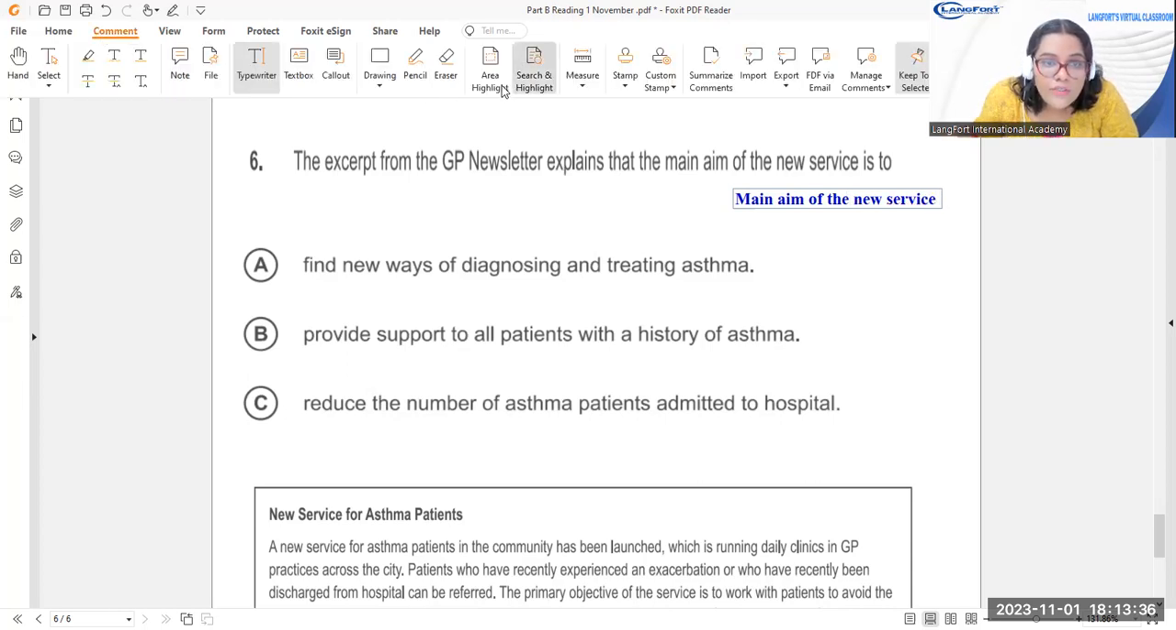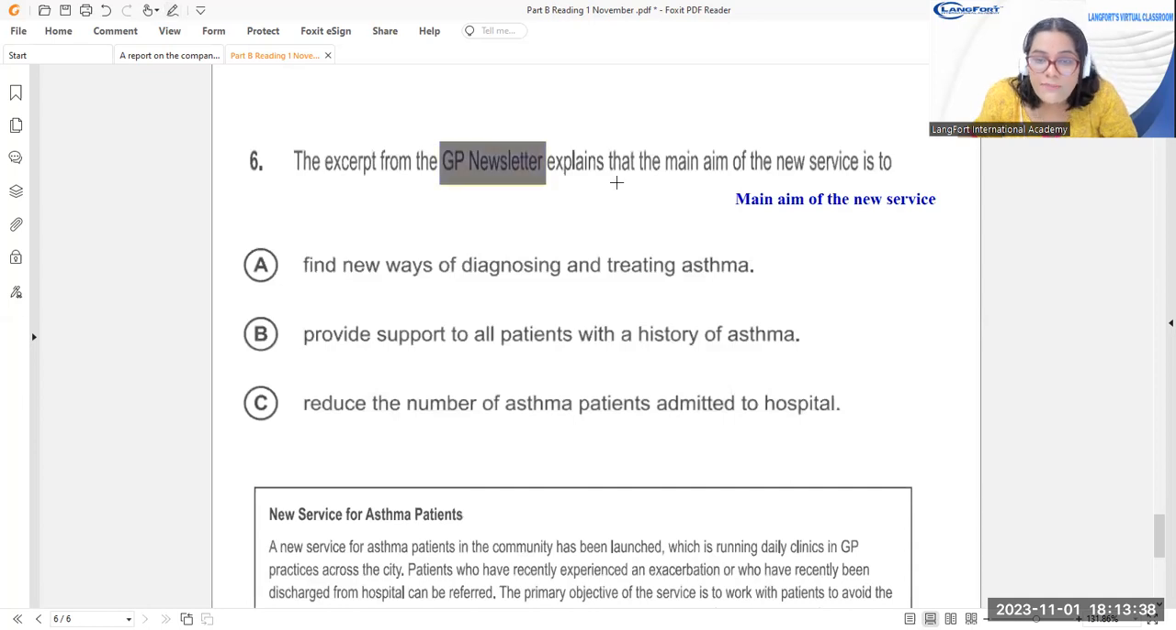So we know we are going to read a newsletter for GPs that explains the main aim of the new service. We need to figure out what the main aim is. Okay, all of you go through it. Come on.